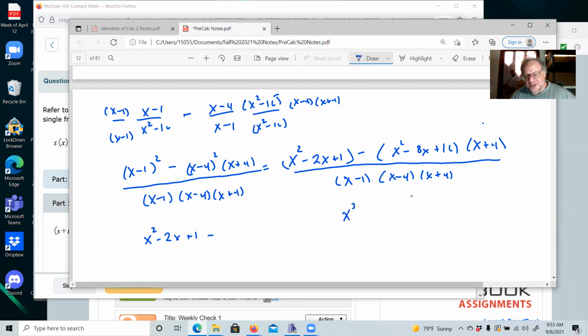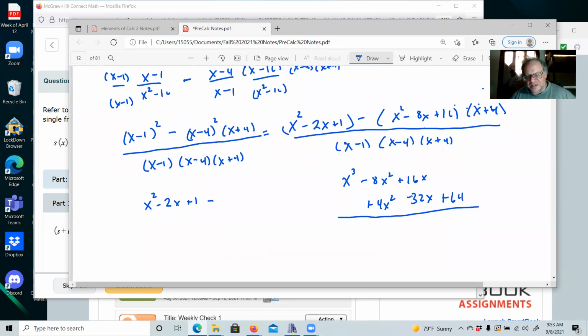So this is going to be x cubed, minus 8x squared plus 16x. That's the first one. And then for the second one, we're going to have 4x squared minus 32x, right? And then plus 64. So it's x cubed minus 4x squared, 32 minus 16 is 16x plus 64.